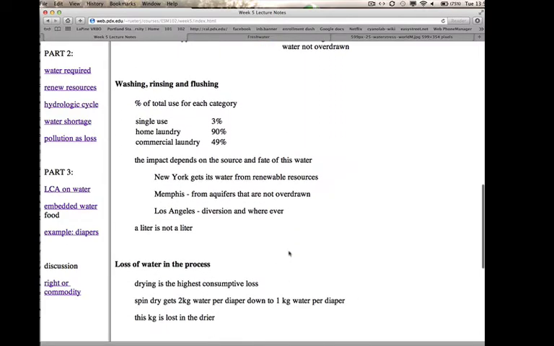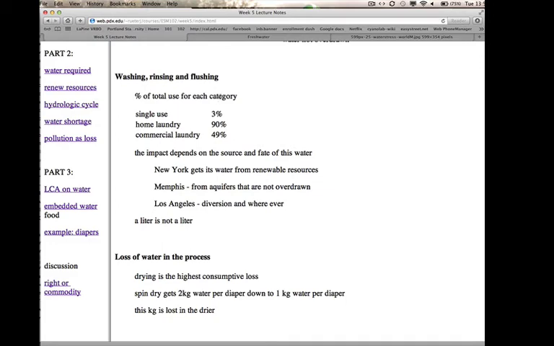Okay, similarly, washing. If you say single use, you only use a little bit just to wash up water. Home laundry, 90% of the water is used for the laundry, and in commercial laundry, it's again 49%. The rest going into the cotton production. But where you do that laundry makes a big difference. If you're in New York or Memphis, both of these are places that have a balance of water coming in versus the water going out. They use a small portion of the water flux through the environment.